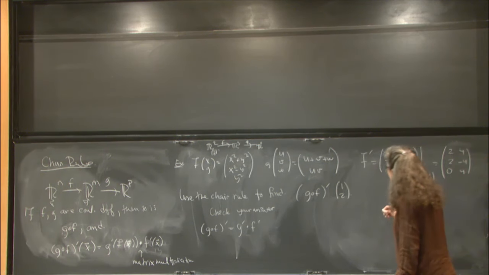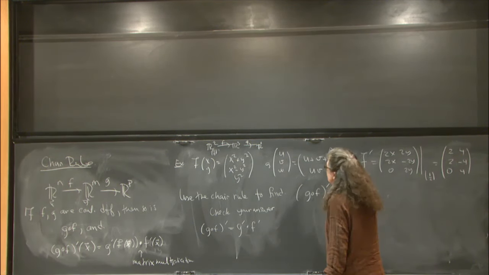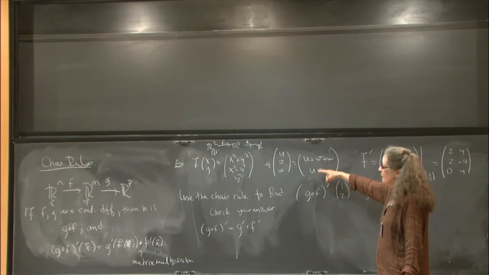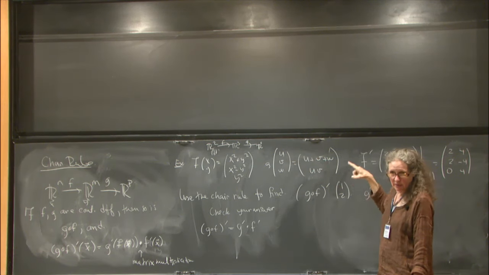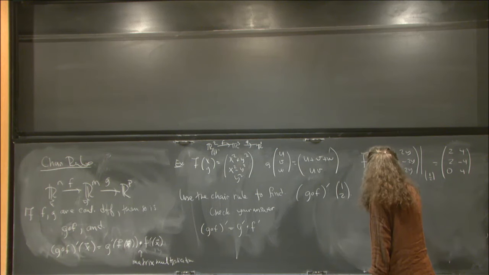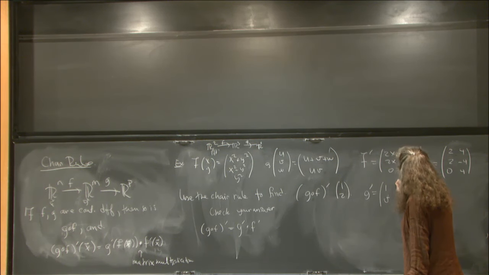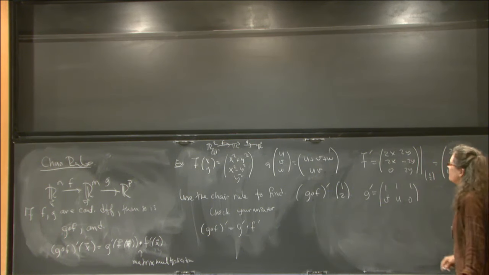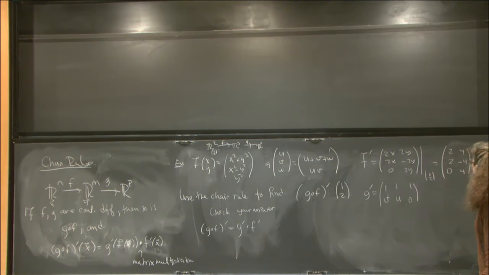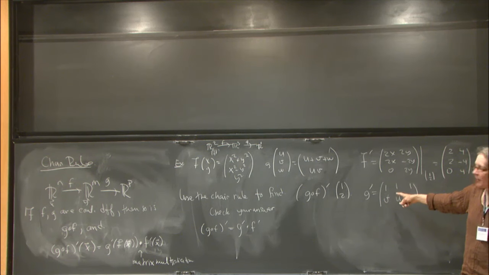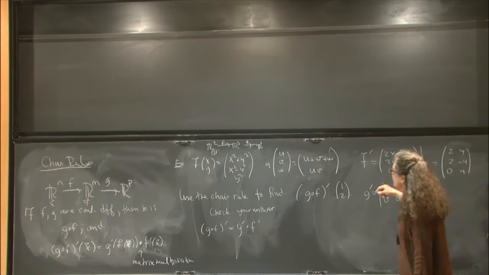And then G prime, what's G prime? G prime is the derivative of this. So I take this column vector and I differentiate it with respect to U and then V and then W. So it's going to be 1, V, 1, U, and 1, 0. So this is G prime, this is F prime, and now where am I supposed to evaluate this? I'm supposed to evaluate this at F of (1, 2).